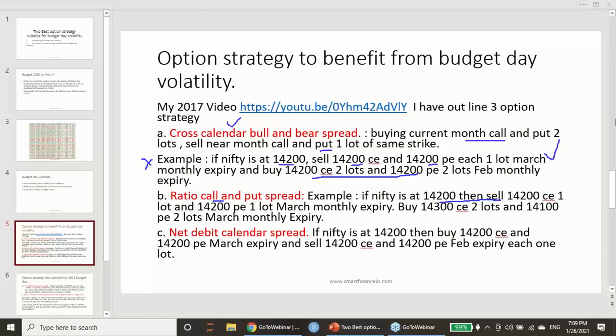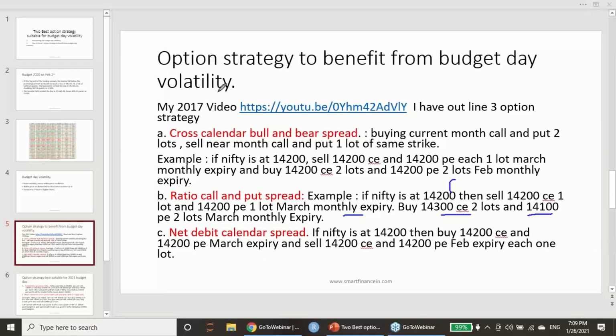For example, I have taken here 14,200 call options and put options of March month expiry that you are selling, and buying 14,300 call, the next higher strike, and 14,100 put, 2 lots. So this is the ratio call and put spread example.